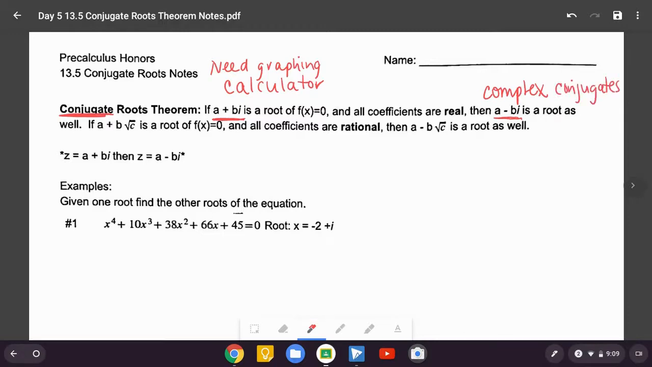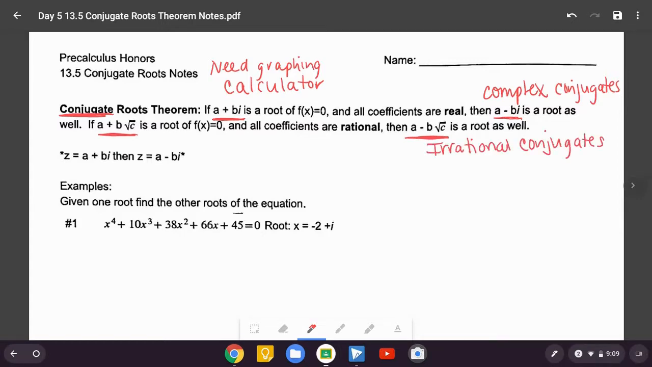But there are also irrational conjugates. So if a plus b root c is a root of the function f of x equals 0, and all the coefficients are rational, then a minus b root c is a root as well. So those are irrational conjugates.